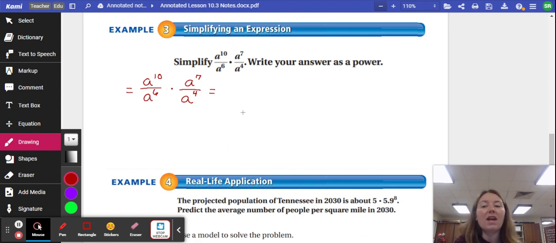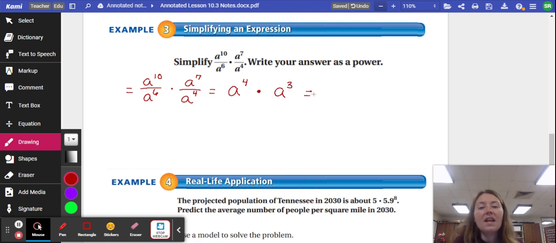Okay, and what I'm seeing right now are two different division problems, right? So I know that when I'm dividing powers that have the same base, I can subtract their exponents. I'm going to do that twice, right? A to the 10th divided by a to the 6th. We can simplify that by subtracting the exponents. 10 minus 6 is 4. I get a to the 4th power times, and now let's simplify this other division problem. We're going to subtract the exponents, so I keep the base a. 7 minus 4 is 3.